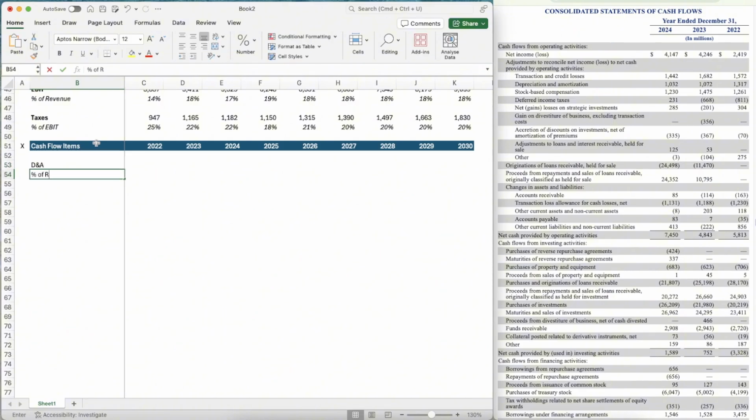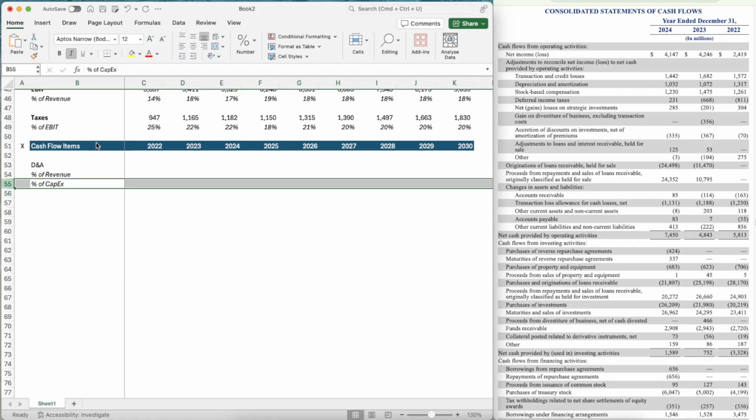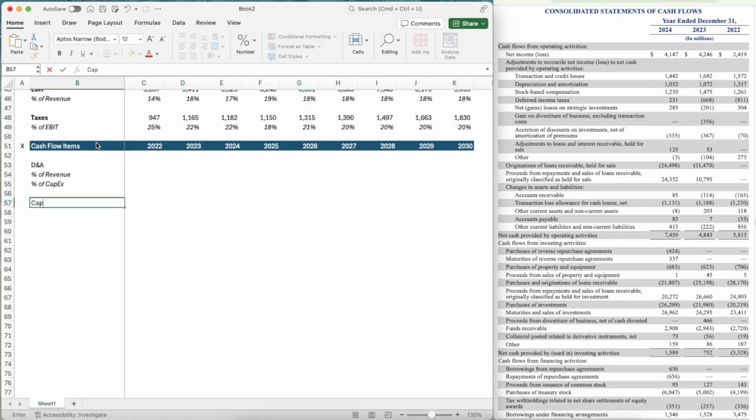We want to know what that is as a percentage of revenue. Then we want to know the capex, capital expenditures. We also need to know what this is as a percentage of revenue. We want the change in net working capital also.